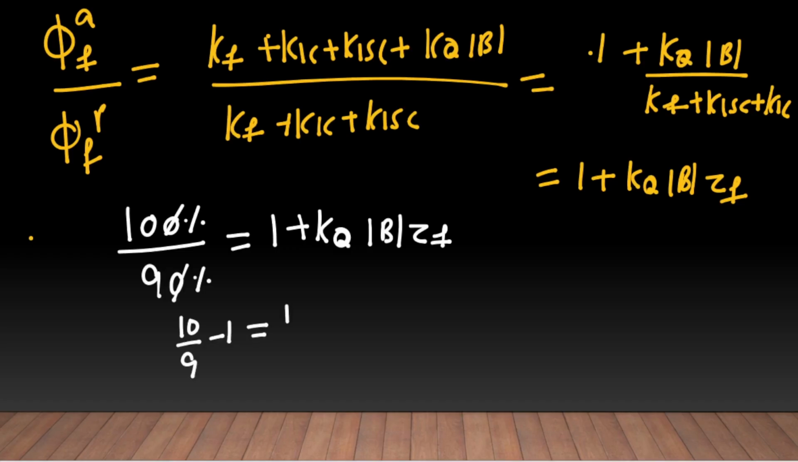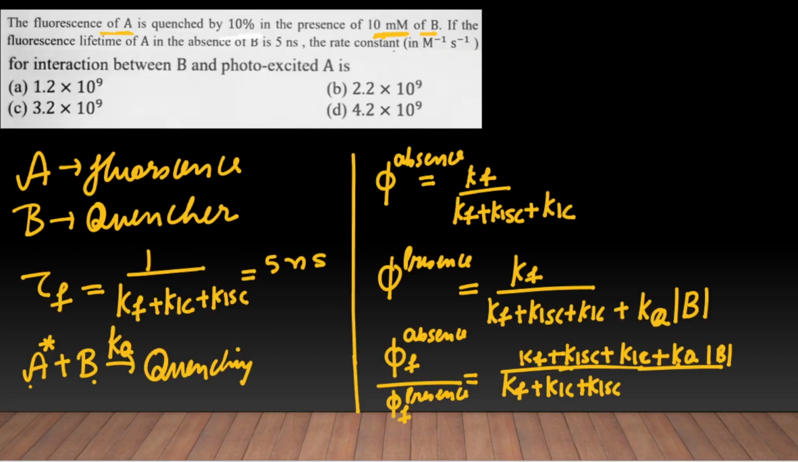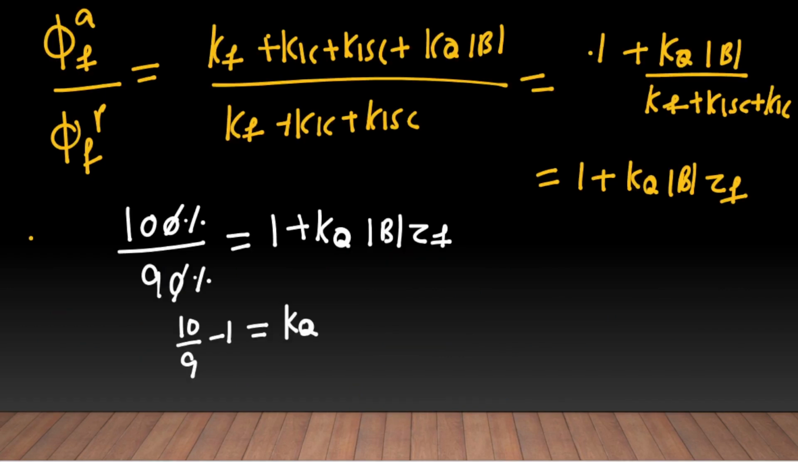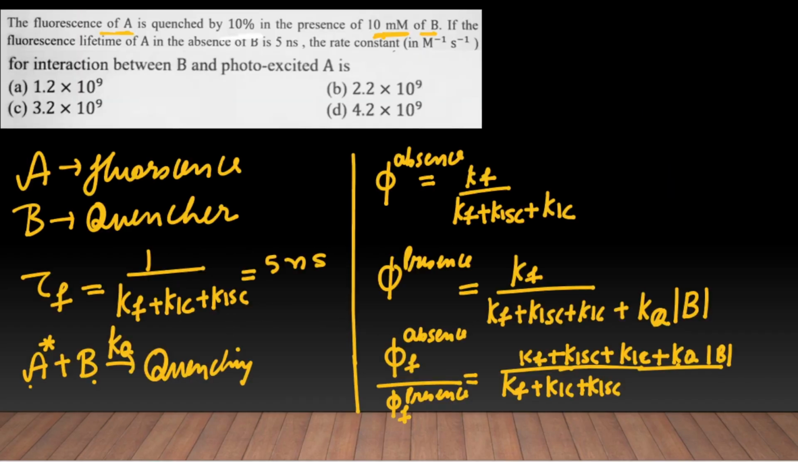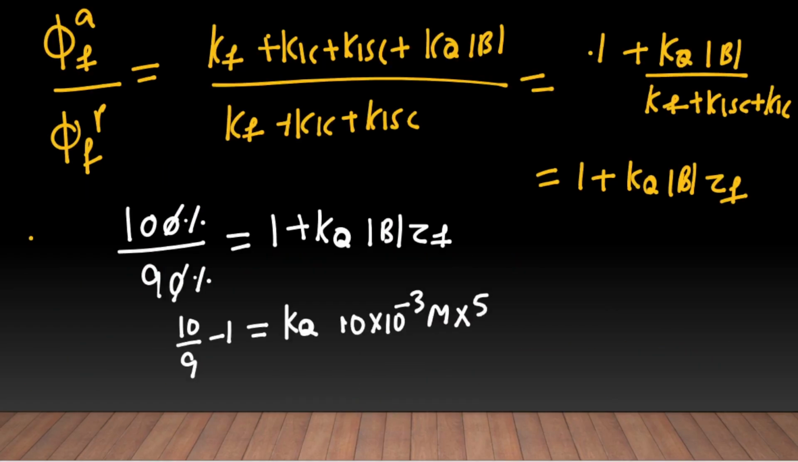This is equal to KQ, and this we have to find out. The quencher's amount is given to us as 10 millimolar of B, so it was 10 millimolar, that is 10 raised to the power of 3. The tau f value given to us is 5 nanoseconds, so it will be 5 into 10 to the power of minus 9. This is what is given to us, so you can just solve this.